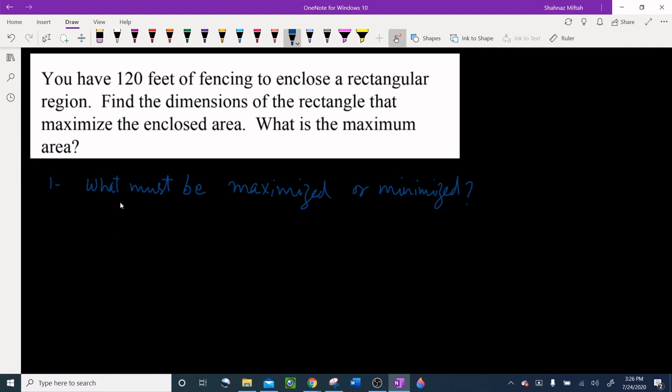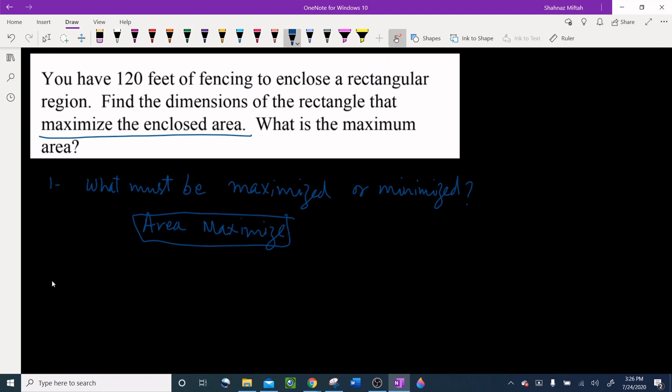So in this case, we know we want to maximize the enclosed area. So area in this case, maximized. I'm just going to write a few words, maximize. So this is the first step. This is what we know. Second step, find out, express any quantity as a function in one variable.